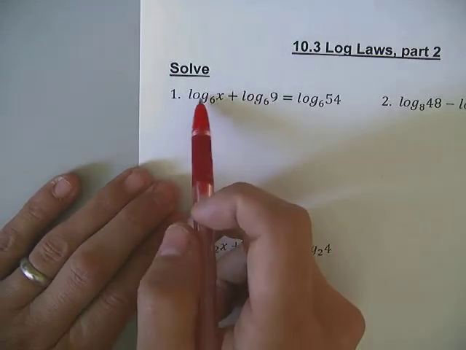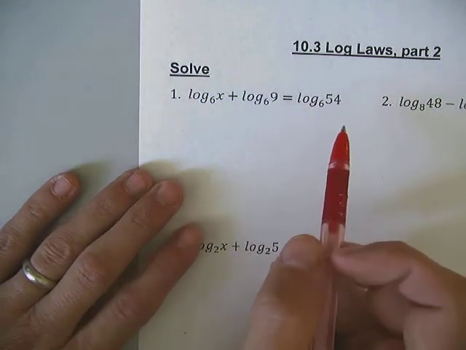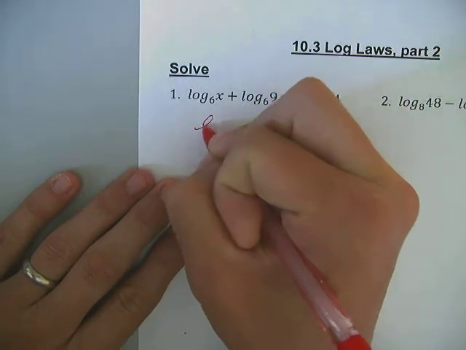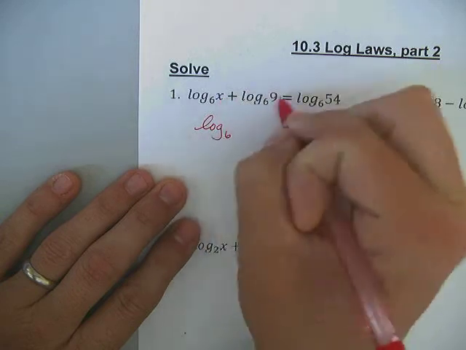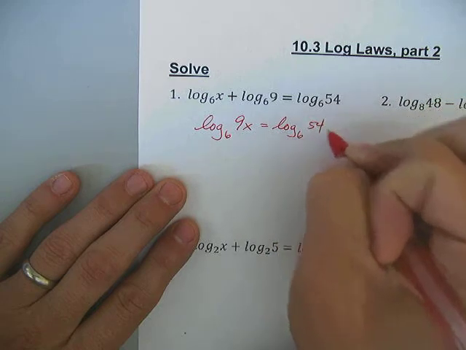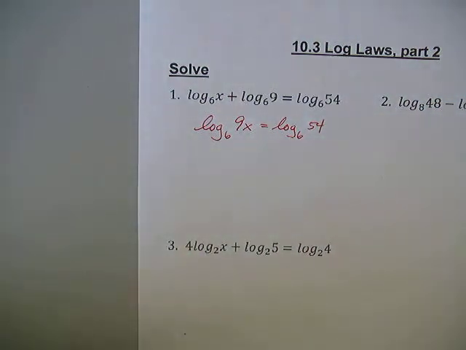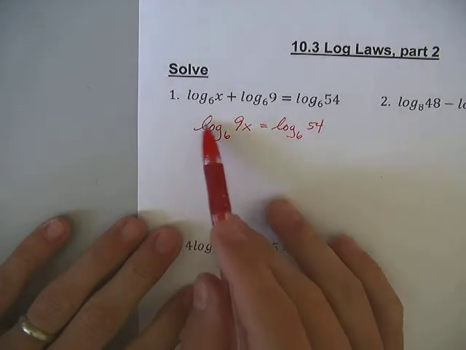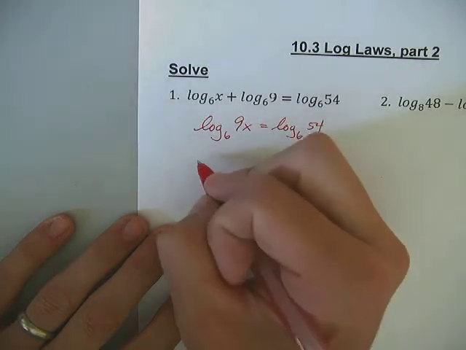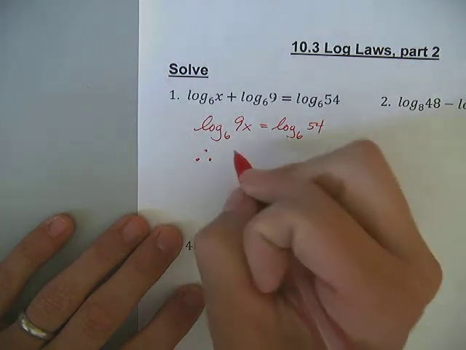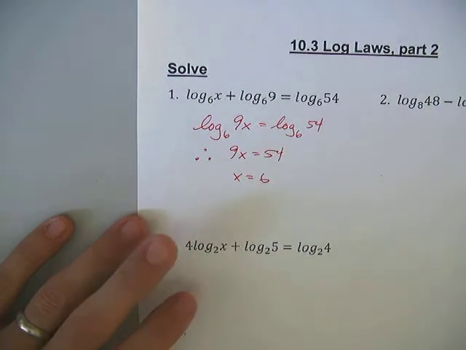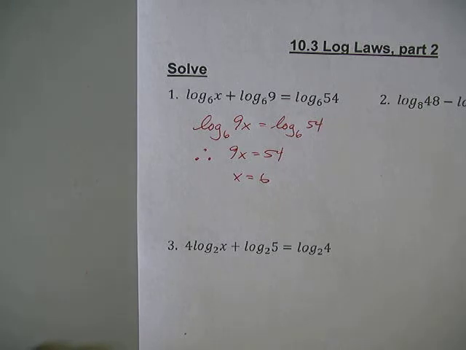So here, if you notice, they're all log base 6s, and that's important to us at this moment. So by the product property, we can simply do this. I can rewrite this as log base 6 of, combine these together, 9x. And then way back in section 2, we learned that if I have a log equal to a log and they're the same base, we can essentially say, here's our three little dots, that 9x is equal to 54, and x equals 6. And there you go.